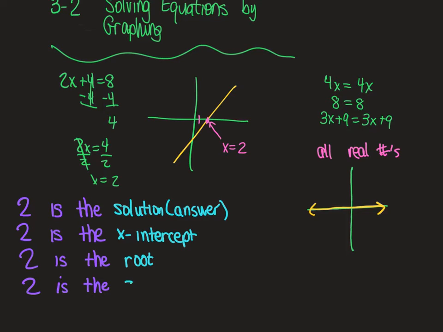And our last synonym is 0. 2 is the 0 of the equation. So if the textbook uses 0, root, x-intercept, or solution, they're wanting the same thing. They want to know the spot at which this yellow line crosses this x-axis, and it crosses at 2. 2 is the solution, 2 is the intercept, 2 is the root, 2 is the 0, 2 is what we want.